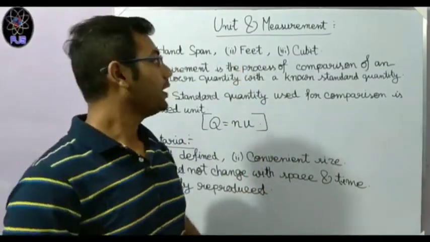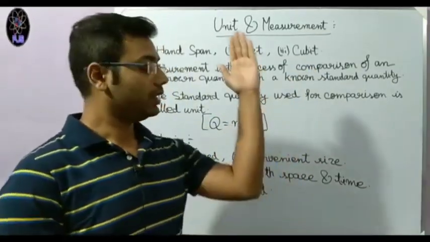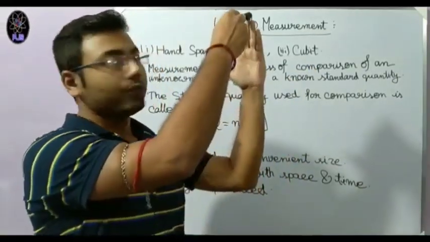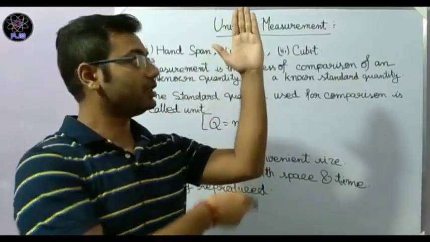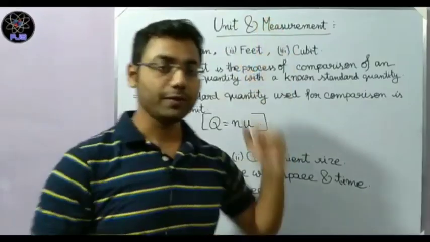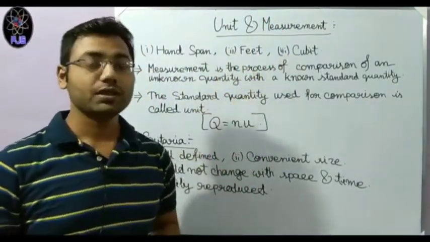Okay. And what do you mean by cubit? Cubit is the length from our middle finger to our elbow. This length is known as cubit. Okay. But in case of this type of unit, there is some problem.